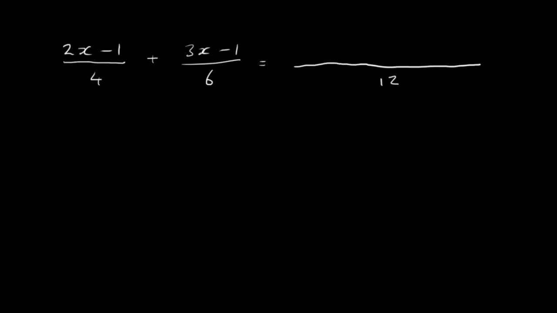So let's have a look at that. Let's have a look at this fraction first. We have to multiply 4 by 3 to get 12. So we must multiply the numerator by 3 as well. That would be 2x minus 1 times 3. So this fraction here is exactly the same as this fraction here.